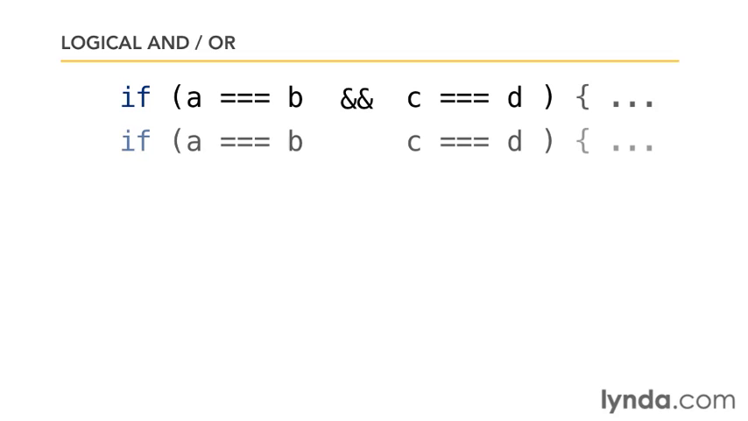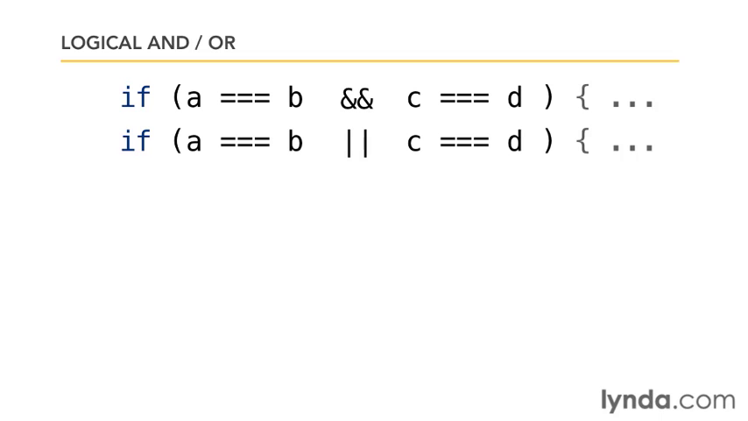The flip side of this is, what if we're interested in one or the other situation? If the variable A is strictly equal to the variable B or the variable C is strictly equal to the variable D, we use the double vertical bar or pipe symbol. This is the logical OR.